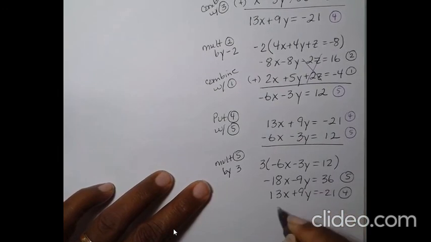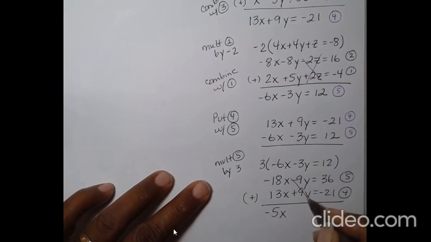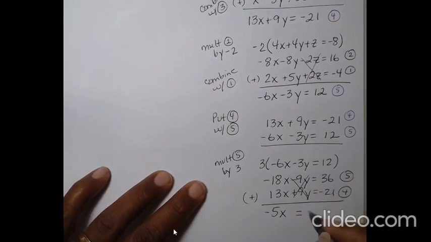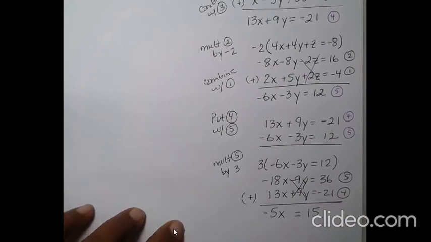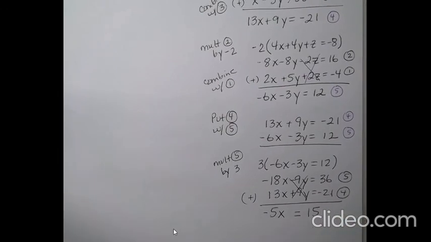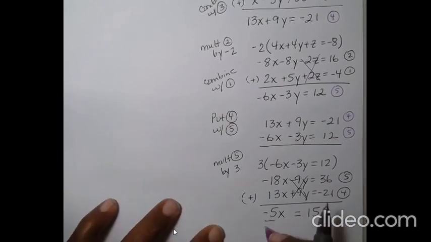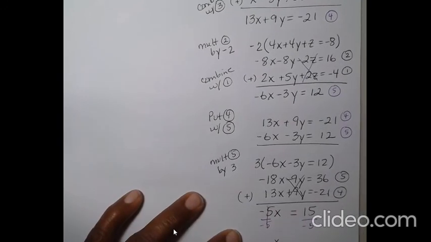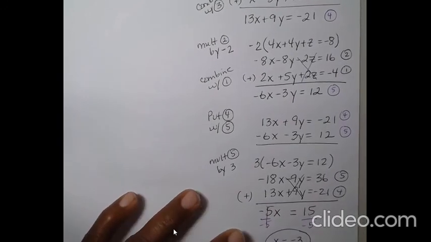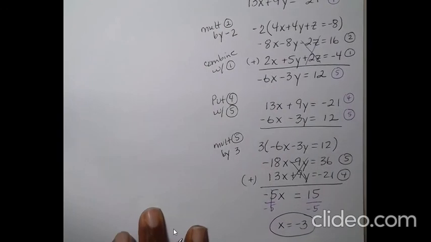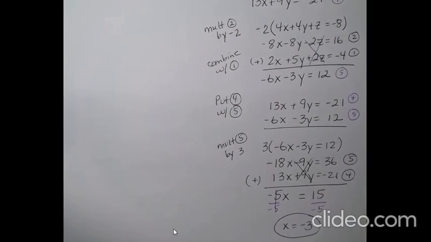This is our equation 4. We're adding these together. So we have negative 5x. These two cancel. Equals, what's this, 15? 36 minus 21 is 15. Divide both sides by negative 5, and you have x equals negative 3. So we have one solution that we've come up with.